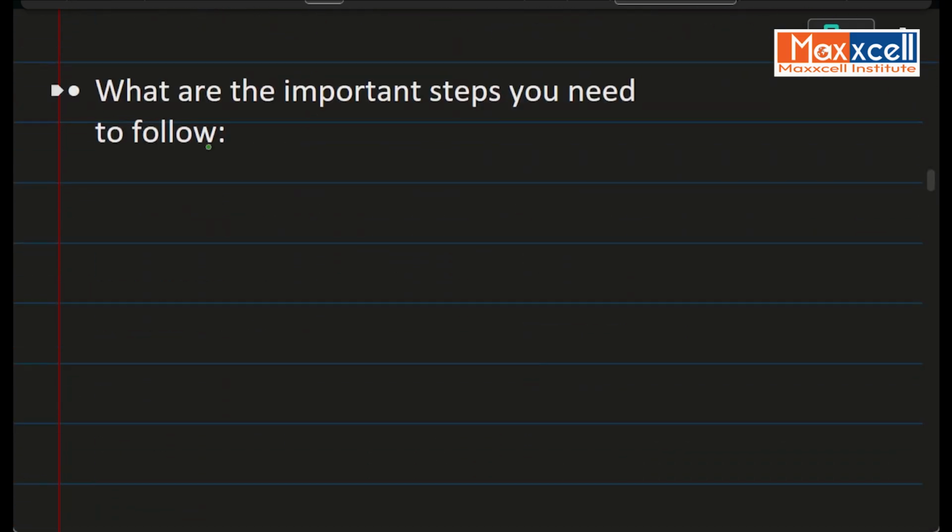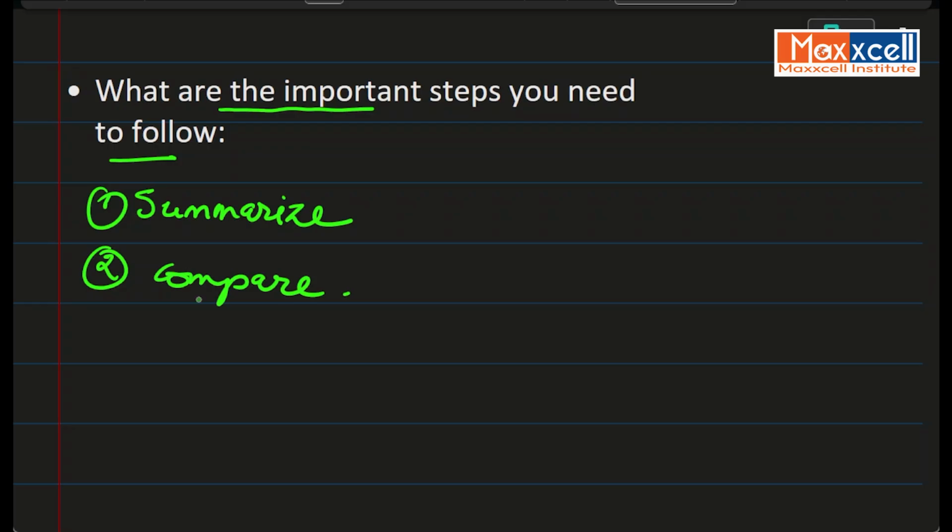Now we will see what are the important steps you need to follow when it comes to the handling of this writing task 1. Okay, so some of the important steps we will see. Now, when it comes to writing task 1, you need to know that what you need to do is you need to summarize. Okay, so that is something you need to do. Then you need to compare. Okay, so you need to summarize, you need to compare, and you need to describe the mutual information.